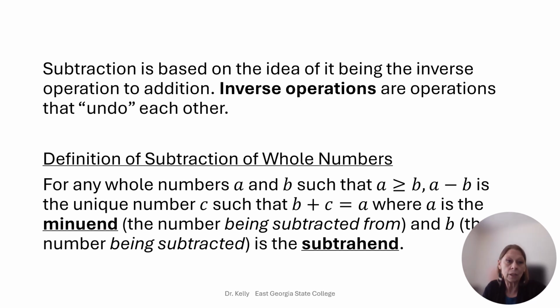So the official definition of subtraction of whole numbers is for any whole numbers A and B such that A is greater than or equal to B, A minus B is the unique number C such that B plus C is equal to A, where A is the minuend, which is the number that you're being subtracted from, and B is the number being subtracted, which is the subtrahend. Make note of those two things because I'm going to refer back to the subtrahend and the minuend in many examples here.